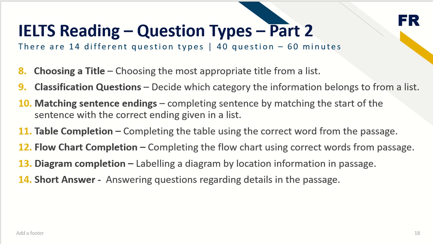The 10th one is of course matching sentence endings, completing a sentence by matching the start of the sentence with the correct ending given in a list. So it's basically like a match the following, but it's for a complete sentence. The next one is table completion. You will have to complete the table using the correct words from the passage.